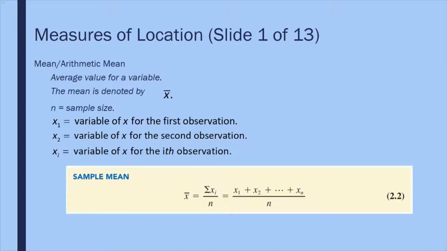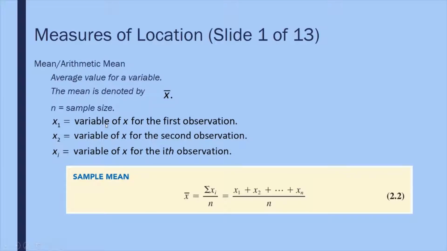If the data are for a sample, then the mean is denoted by x bar. The sample mean is a point estimate of the population mean for the variable of interest. If the data for the entire population are available, the population mean is computed in the same manner but denoted by the Greek letter mu.